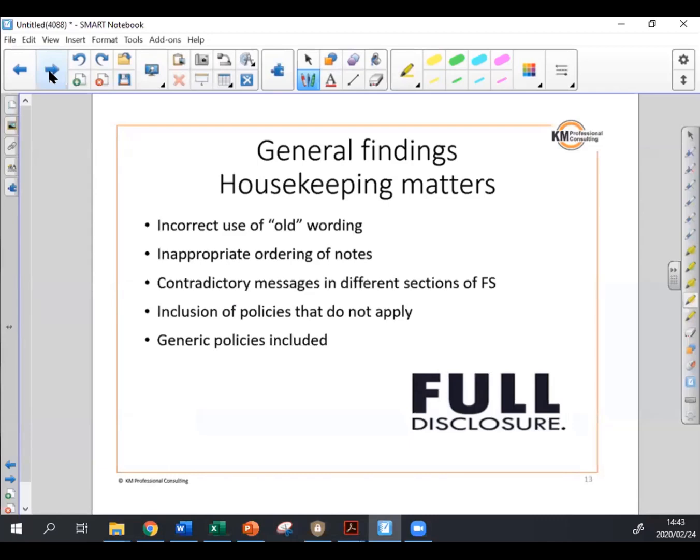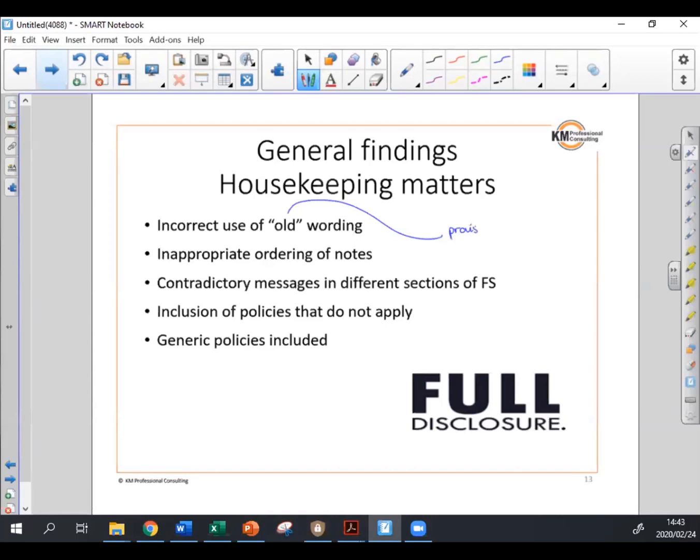I've got 5 bullets here. First one is incorrect use of old wording. There are some standards that say you can still use the wording that was used in previous standards, as long as it says what it needs to say. But I'm pretty sticky like that. I'm a purist.